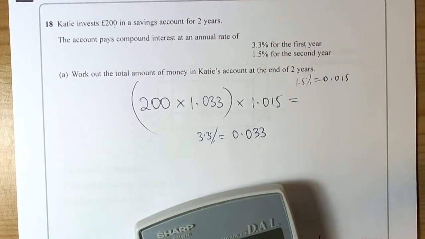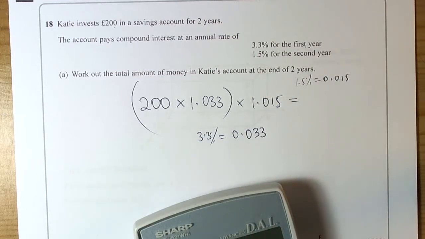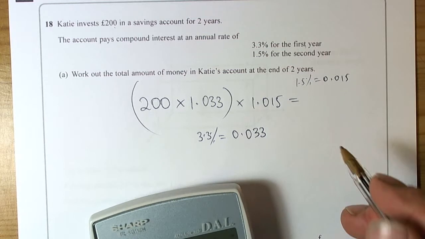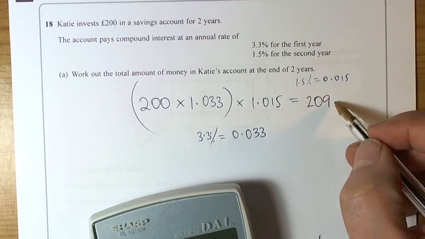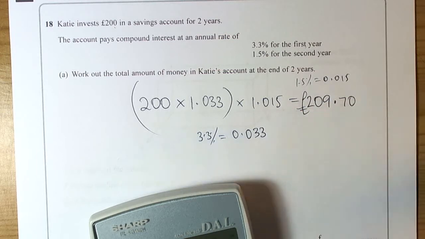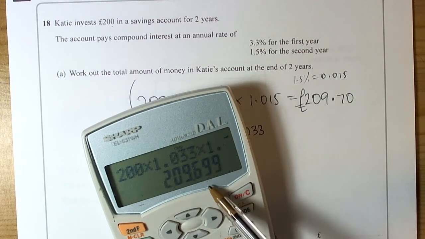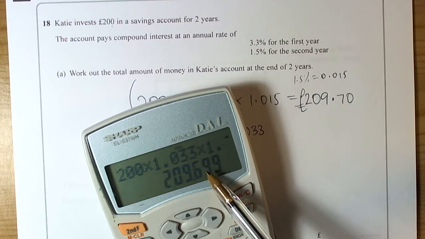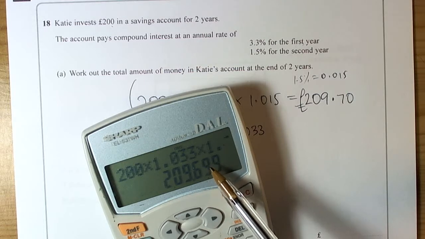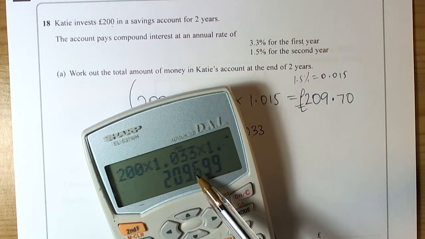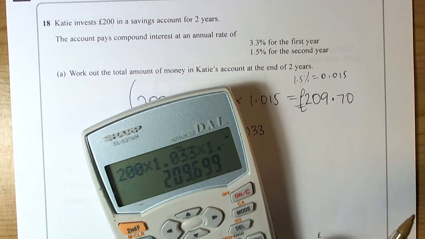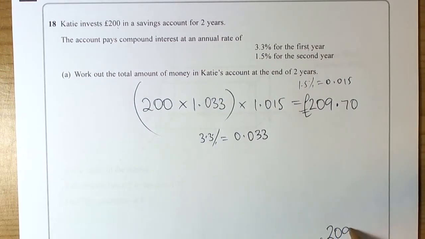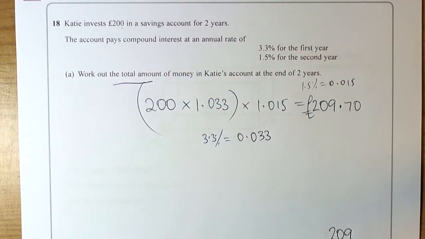So put that in a calculator. So 200 times 1.033 times 1.015 equals. So we end up with a value of £209.70p. Okay, now the reason it's 70p, remember, is when we round sensibly, the last 9 here changes that up, and that would make that a 10, which we can't have in the place value. So we put a 0, carry the 1 over to the next place, which makes that a 7, 0. So it's £209.70p. So it says work out the total amount of money. So we have £209.70p.